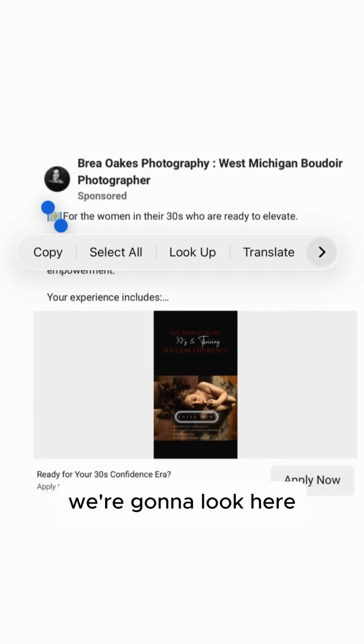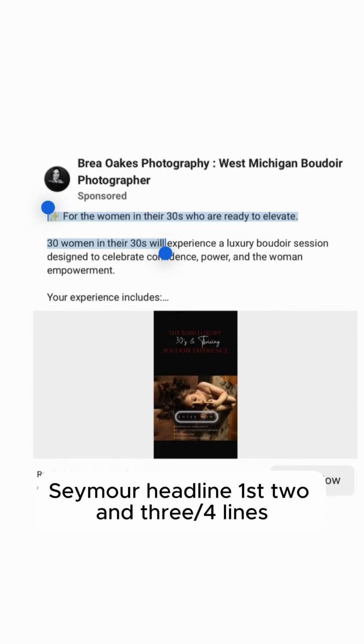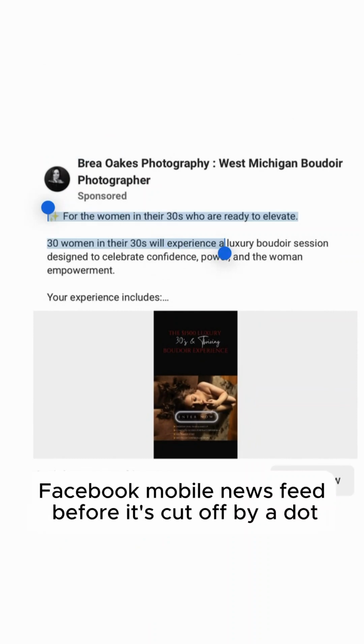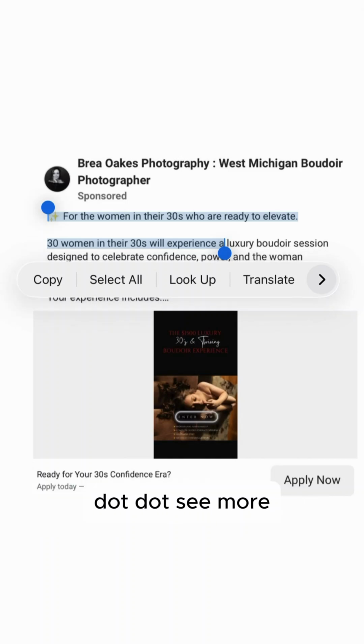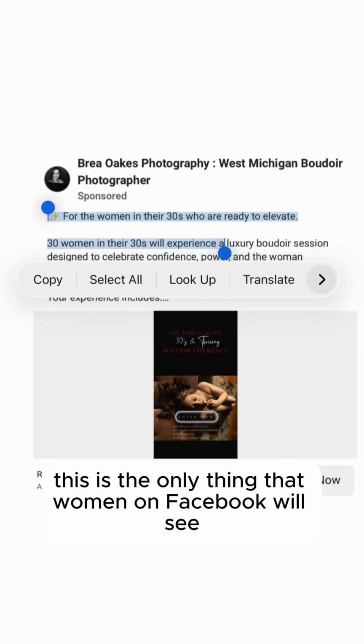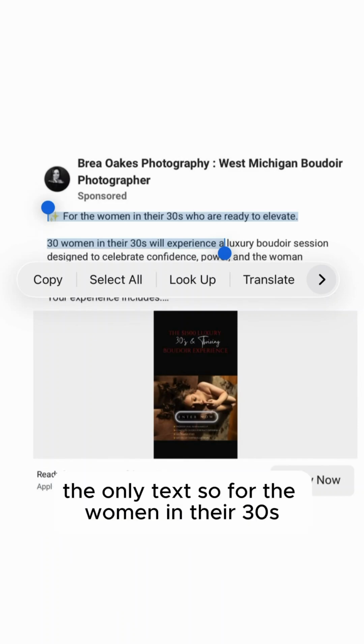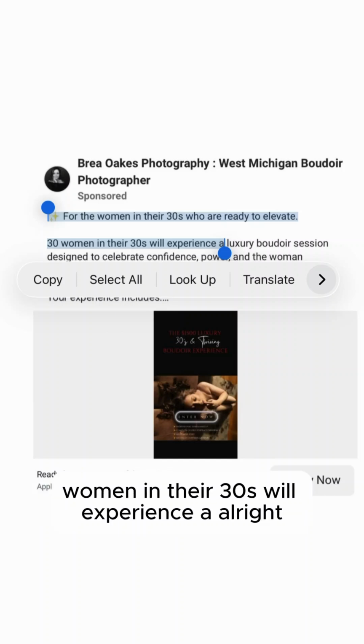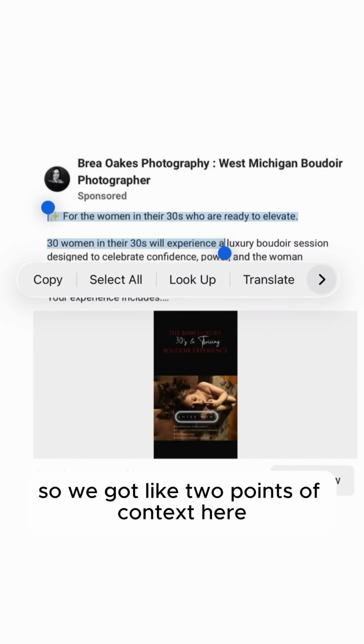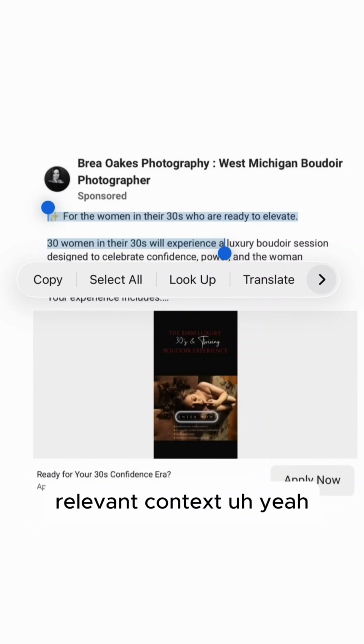Finally, we're going to look here, see more headlines, the first 2 3/4 lines of the Facebook mobile newsfeed before it's cut off by a "See more." This is the only text that women on Facebook will see. So for the women in their 30s who are ready to elevate, 30 women in their 30s will experience A. All right, so we got like 2 points of relevant context here.